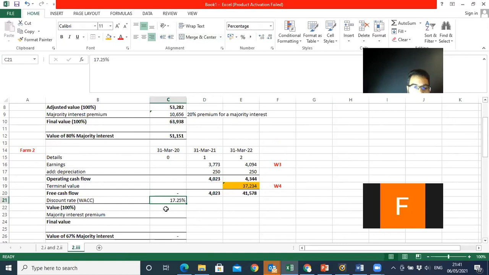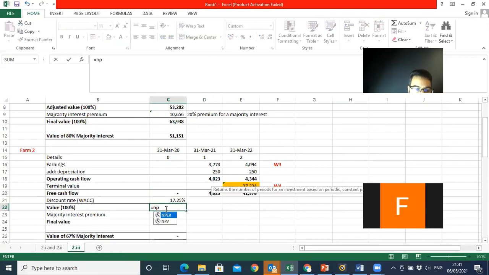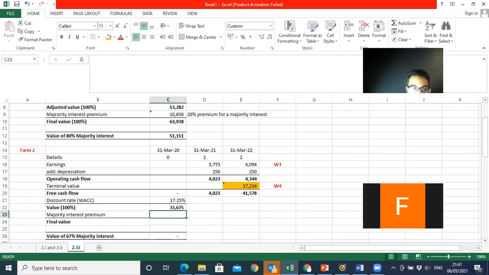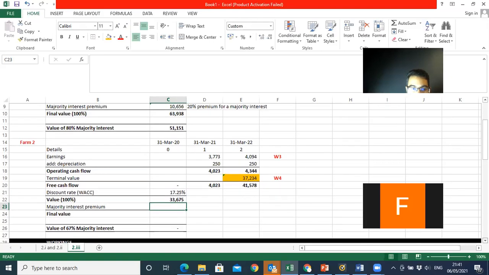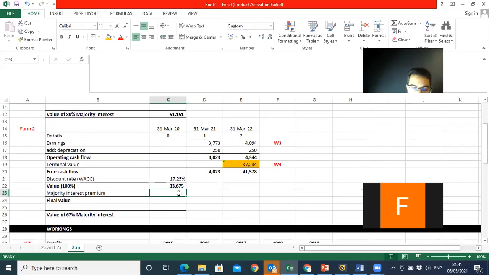Now I can work out the value. Using Excel, I use the NPV formula. It asks me for the rate, it asks me for value 1, it asks me for value 2. So my value is 33 million.